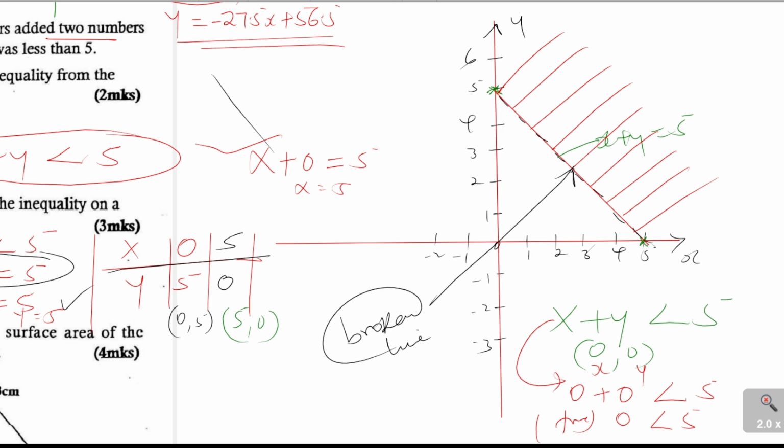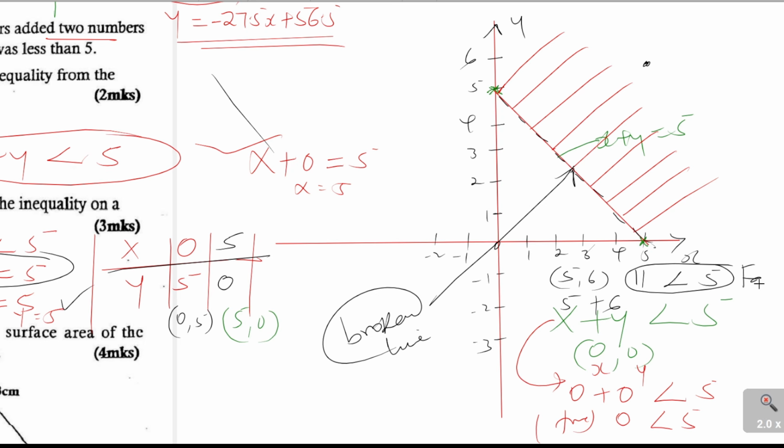Now, the other side I've shaded, you can take a point and test. Confirm that the point that you take from that side will not satisfy. A point like, let's say, 5, 6. So when x is 5 and y is 6, if you substitute it here, you get what? 5 plus 6 is 11. 11 less than 5. So 11 is not less than 5.